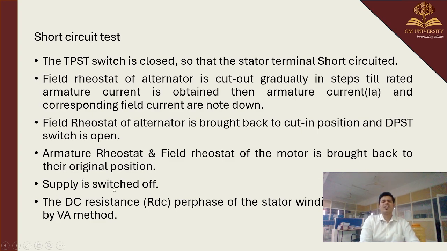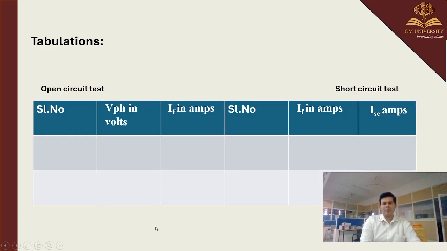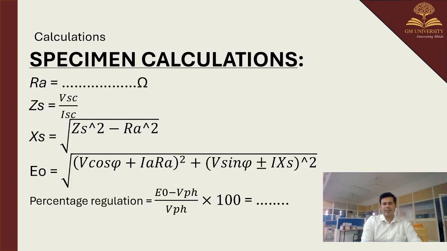Then we have to measure the DC resistance per phase of the stator, which is measured by the voltmeter-ammeter method, that is the VA method. This is the tabulation where we have to note the readings. These are the calculations: we have to find out RA using the VA method.